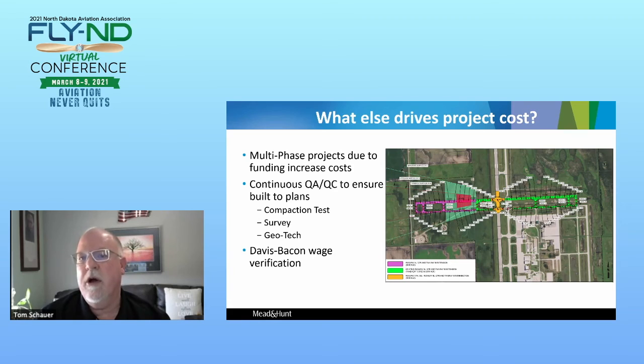Other things that are going on is the funding's not available. We're getting into complex phasing to make the projects fit within the available funding. Anytime you break a project into pieces, it drives additional complexity because of how you're going to operate the airport, the uncertainty, the communications, and all the different things like that. So the lack of funding sometimes drives additional project costs by adding multiple phases.